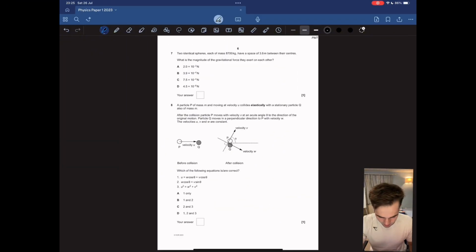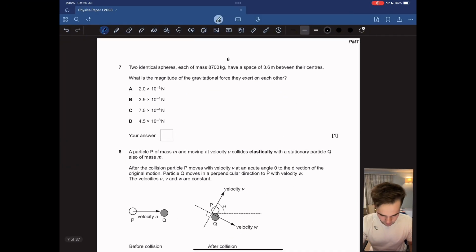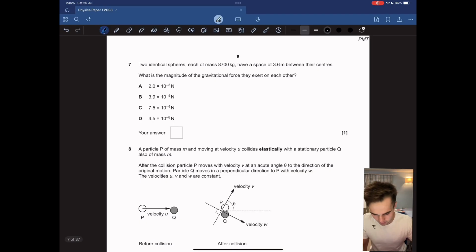So question 7 is a question on gravitational force and what they exert. We've got 2 spheres, one sphere and another sphere. They're the same size, so each mass is the same. Obviously I just drew them completely the wrong size. We've got a distance of 3.6 meters. They're going to exert a force on each other because they have mass.